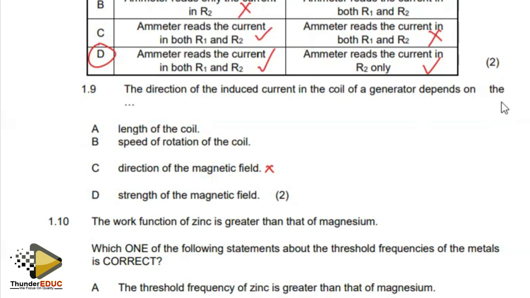How does the length influence direction? How does speed influence it? It doesn't. How does the strength of the field influence it? No. So all these ones will just work on the amount of induced current or induced EMF. So C, the direction of the magnetic field, will tell us more about the direction of the induced current.